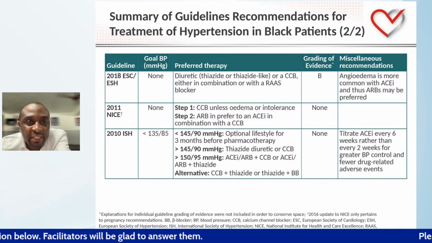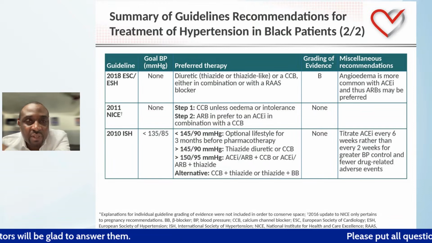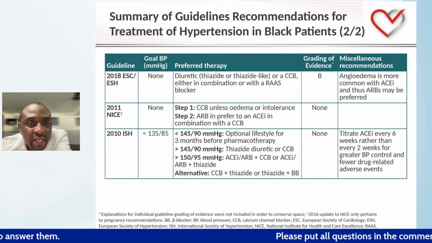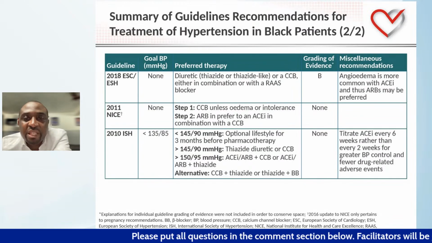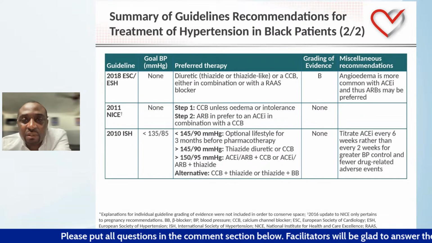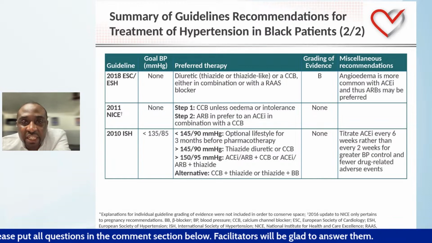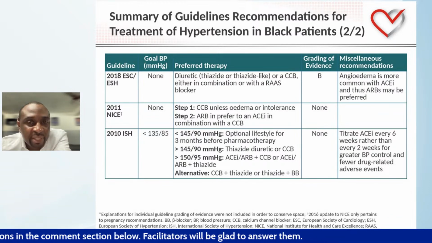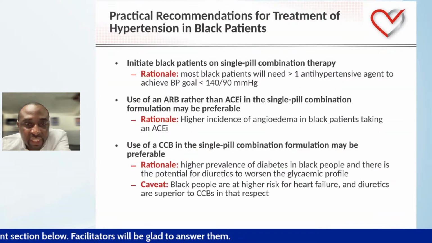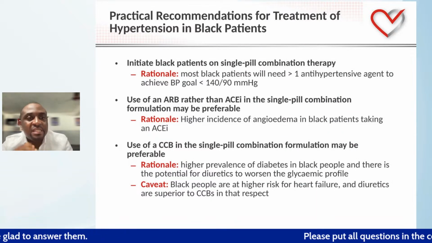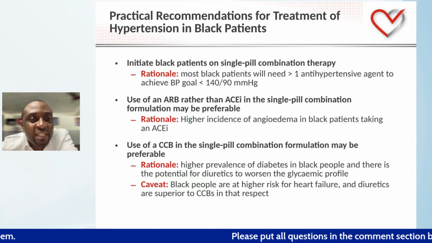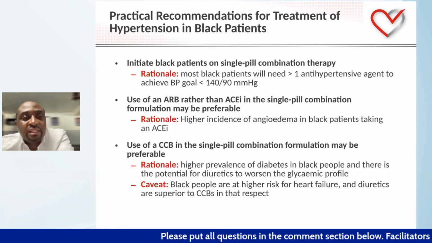So they are recommending the thiazide-like diuretics, as we have seen, a calcium channel blocker with a RAAS blocker, as the case may be. And for Blacks, because of the risk of angioedema, ARBs may be preferred in that order. So the practical recommendation for treating hypertension in Blacks is that initiate Black patient on single pill combination therapy.